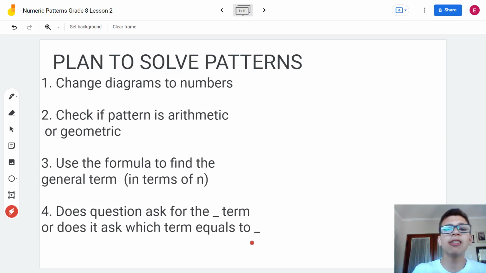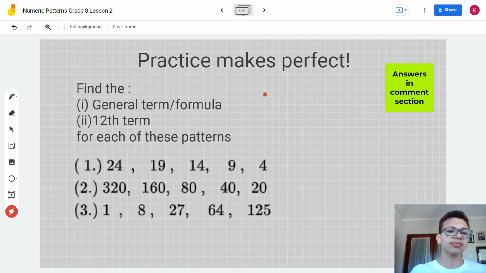So our next slide, we're going to have some practice problems so you can consolidate what we've learned in this lesson. As you can see, each question asks for the general term or formula and the 12th term. And there are 3 patterns you can work with. And this should cover all the patterns we've learned today.